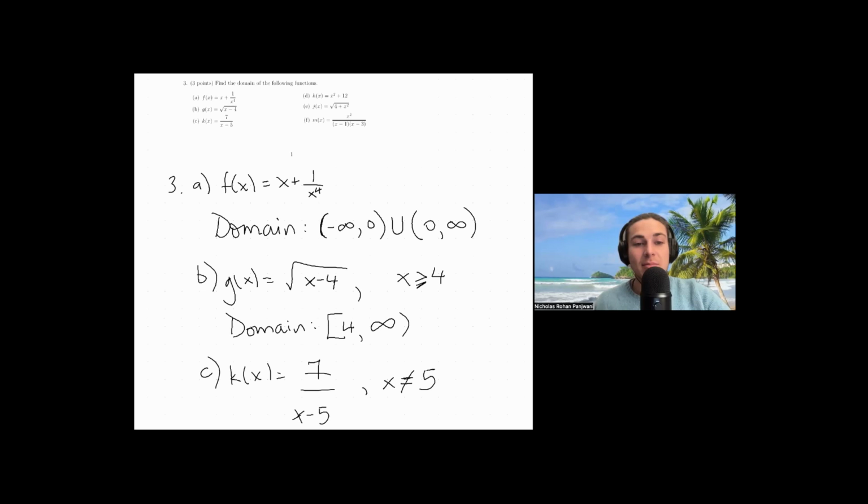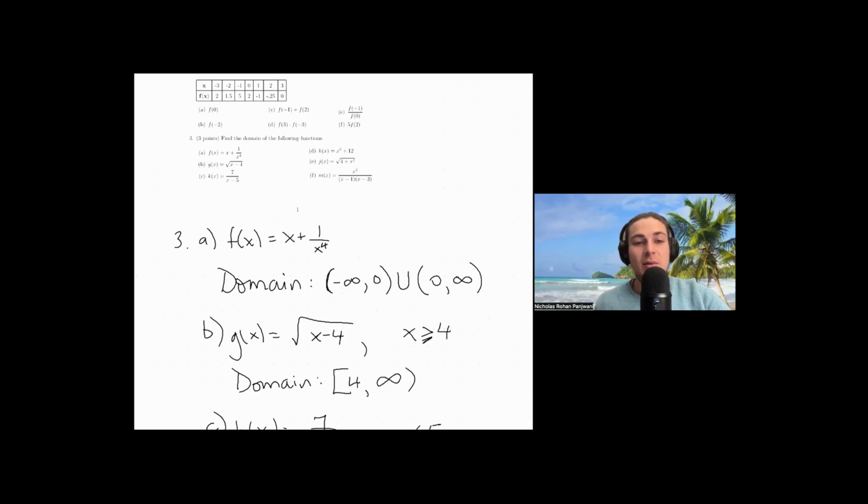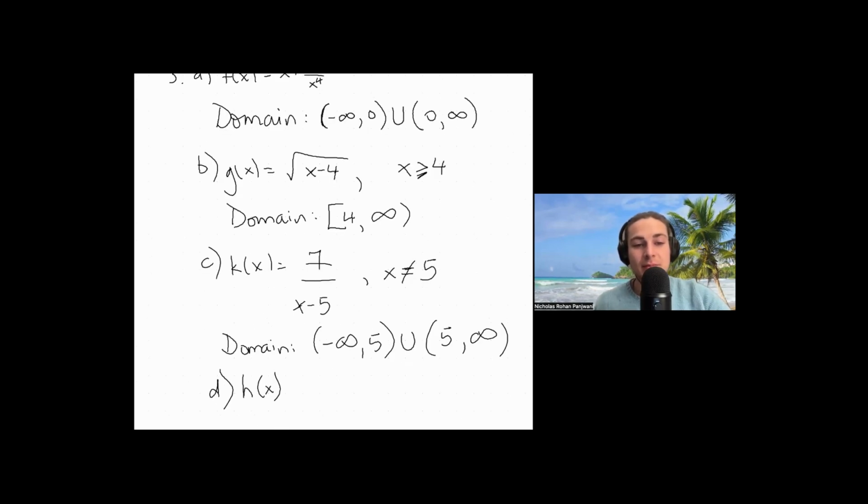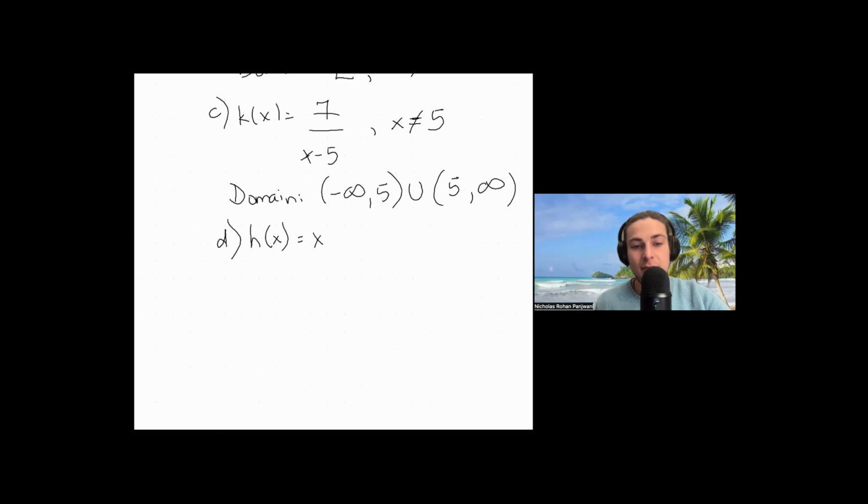And part D, h of x is equal to x squared plus 12. Domain. Again, we ask ourselves the question, what can x not be? And sometimes the answer is nothing. X can be anything. And in this case, that is the case. Negative infinity to infinity is the domain.